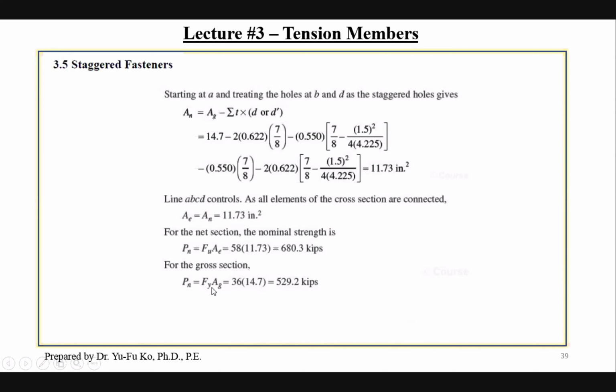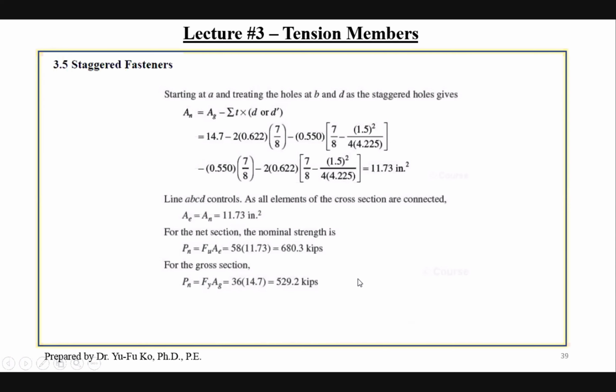Based on yielding it is FY times AG. It's about 529.2 kips. All right, so this is the nominal strength based on fracture, and this is the nominal strength based on yielding.